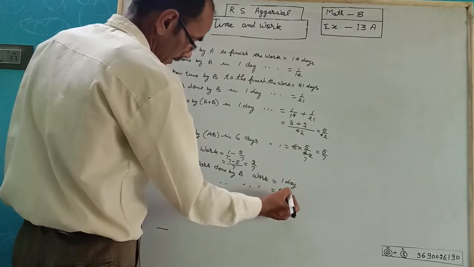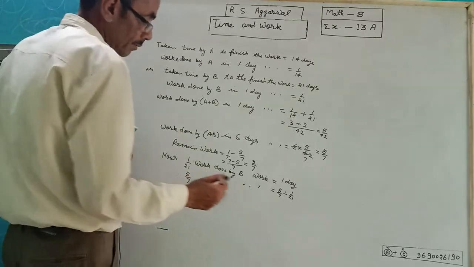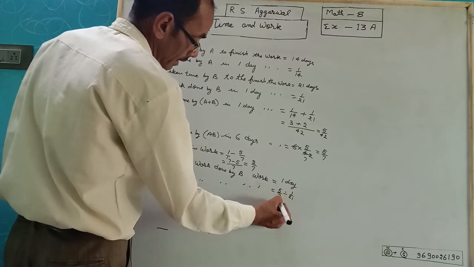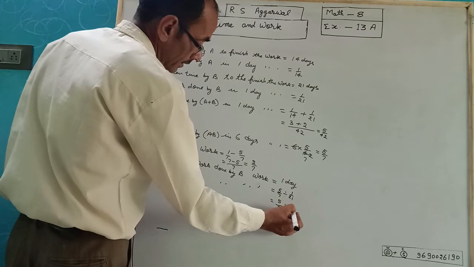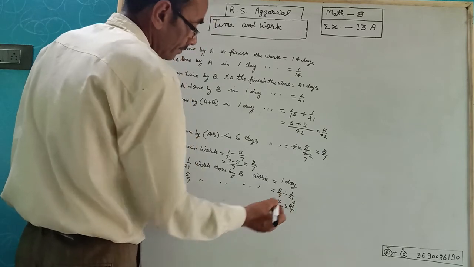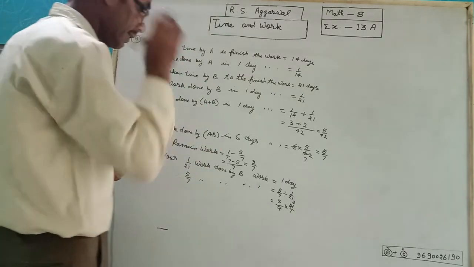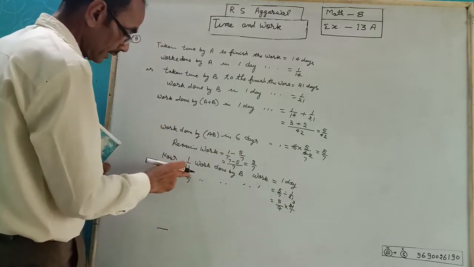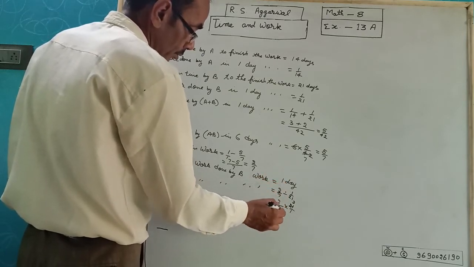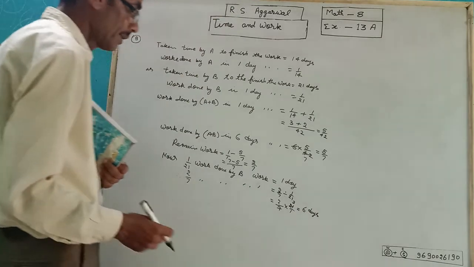2/7 divided by 1/21. Divide changes into multiply, so multiply by the reciprocal of 1/21. 7 times 3 is 21, so 2 times 3 is 6. Remaining work is 2/7, done by B in 6 days.